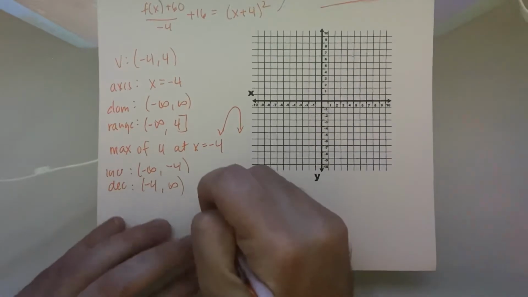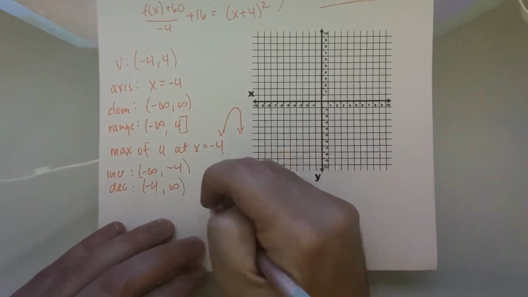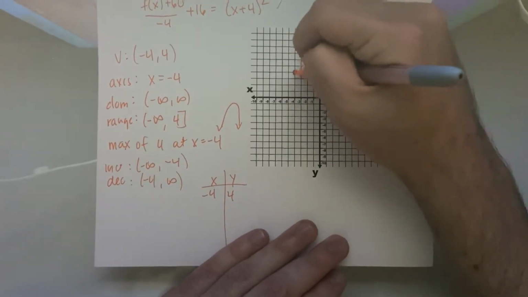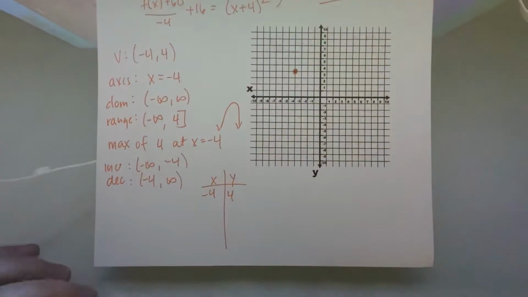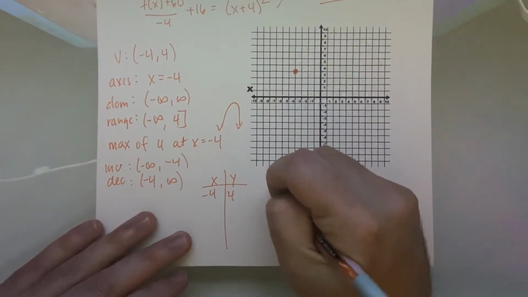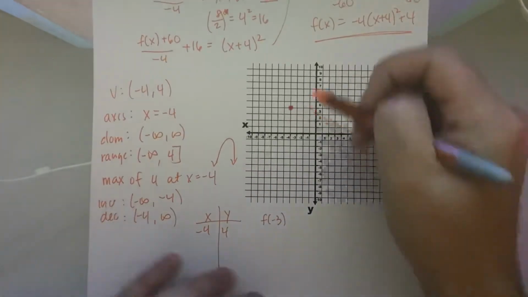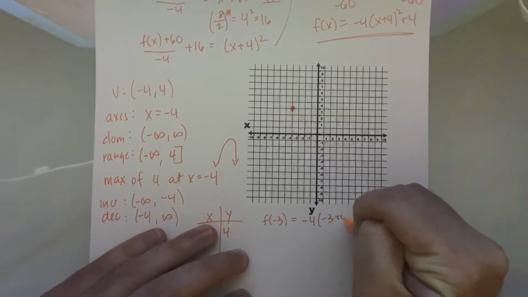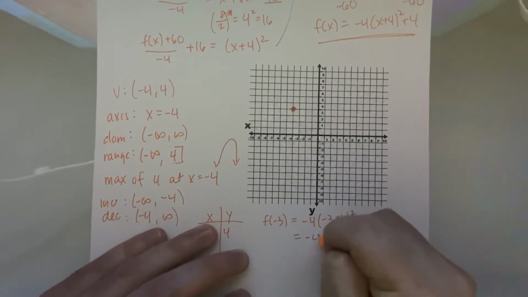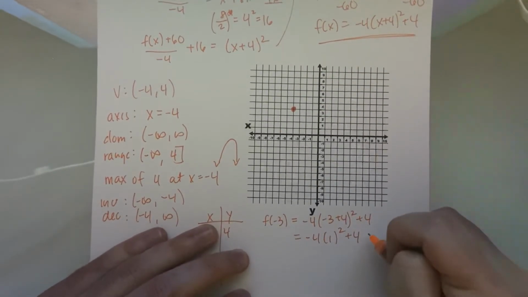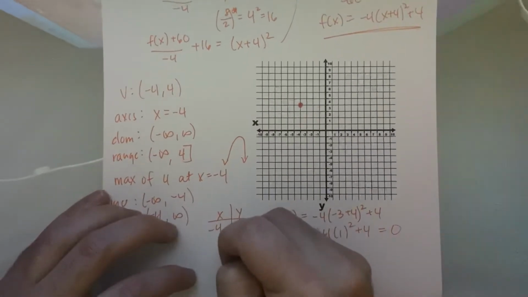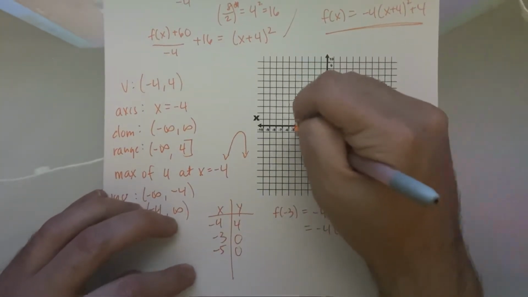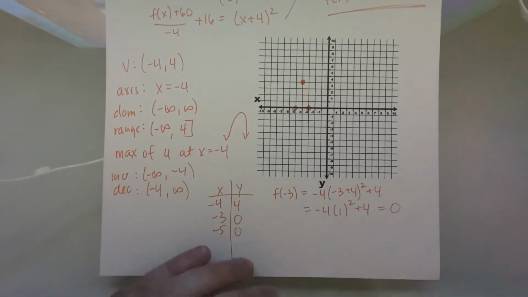So the only thing we have left to do is make a table. We know we've got the point negative 4, 4. I can plot that. Let's try plugging in a point nearby. Let's plug in negative 3. I'm going to plug it into the vertex form version. Negative 4 times (negative 3 plus 4) squared plus 4. It's negative 4 times 1 squared plus 4. That's negative 4 plus 4, which is 0. So we've got the point negative 3, 0. Which means also by symmetry we have negative 5, 0. Anything happening on the right of the vertex is happening on the left.